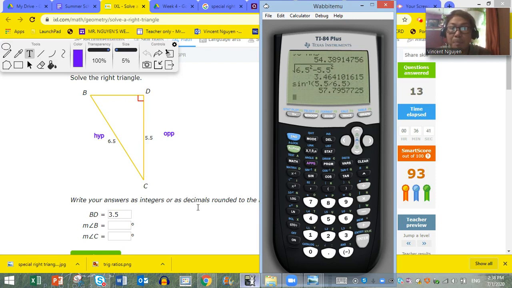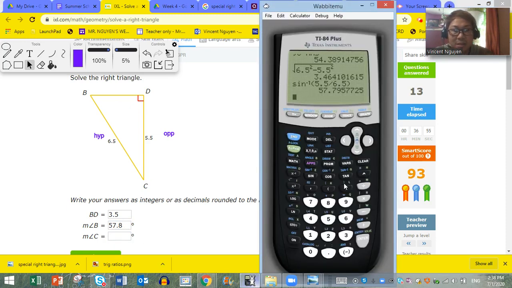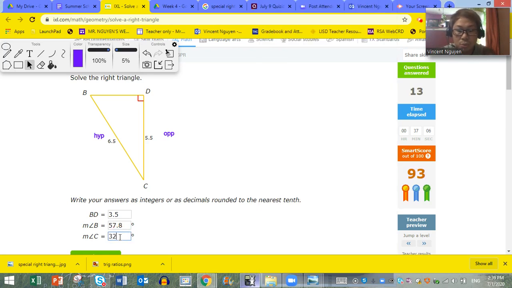So the angle B is 57.8 degrees. So I'm going to round that. 57.8. Then I take 90 and I subtract that, right? So 90 minus that answer will give me the other angle, 32.2. So I'm going to type in 32.2. Okay.